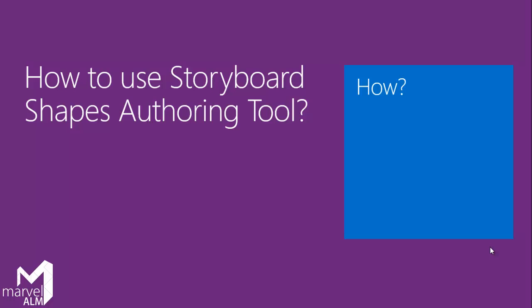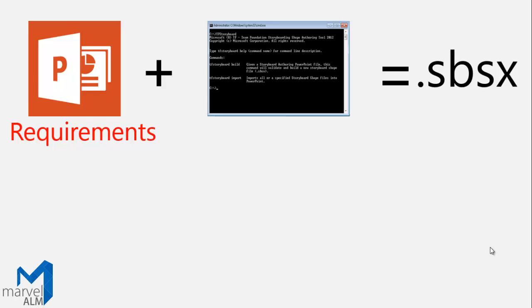How to use the storyboard ships authoring tool? Actually, to use it, we first need to create a PowerPoint presentation. This presentation is created with specific requirements: in a specific manner, with specific steps and specific metadata. Some of it is required, some optional, with specific keywords and so on. After that, we use the command line with this presentation to produce the .spsx file, which is the storyboard ships export that can later be imported.